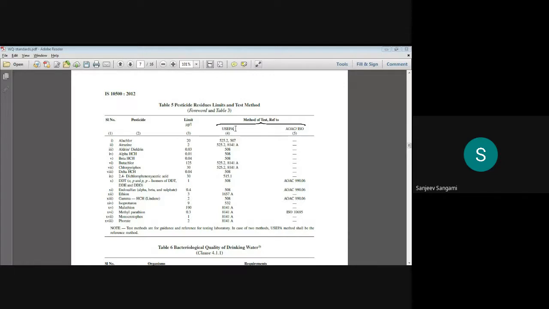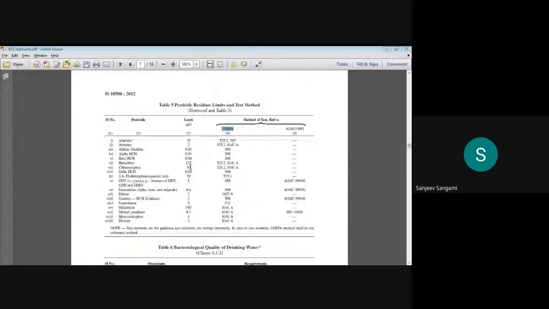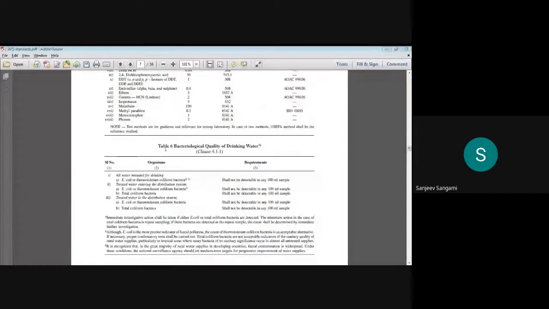Okay, this is the first institute established related to any of the standards and protocols. If any modifications are made, or any rules and regulations related to environmental protection, definitely the major role will be with this institute. Okay, then phorate and malathion all come under the pesticides. Then the bacteriological parameters.